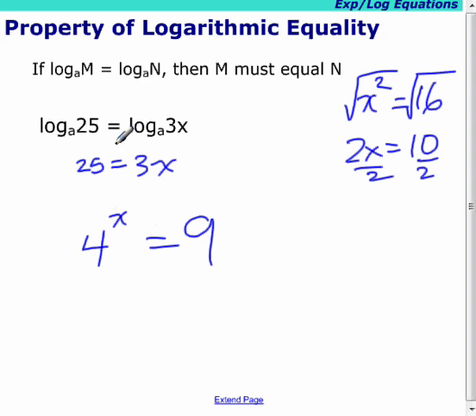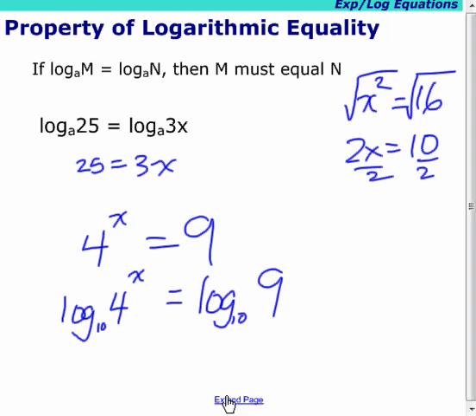What I could do is I could log both sides. So I could bring in my own log. And let's use log, I guess it doesn't matter what log we'll use. We'll just use log base 10. So let's log this side. And I can do that as long as I log the other side.